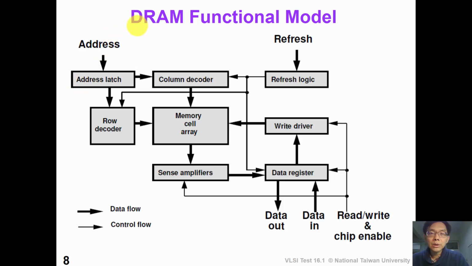This picture shows a DRAM functional model. When we want to read a DRAM, we will provide the address, which is decoded into column and row to access the memory DRAM cell array. The data is then amplified by the sense amplifier and then output to the outside world.